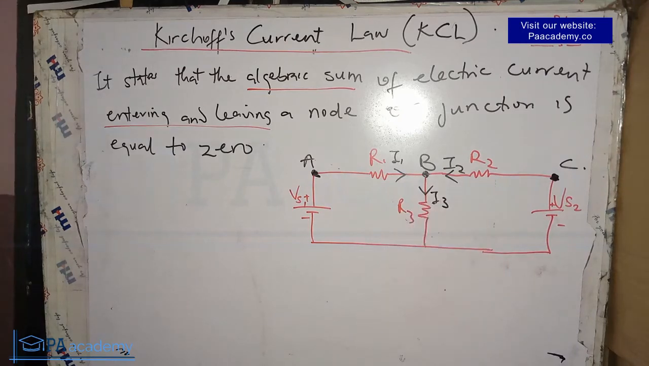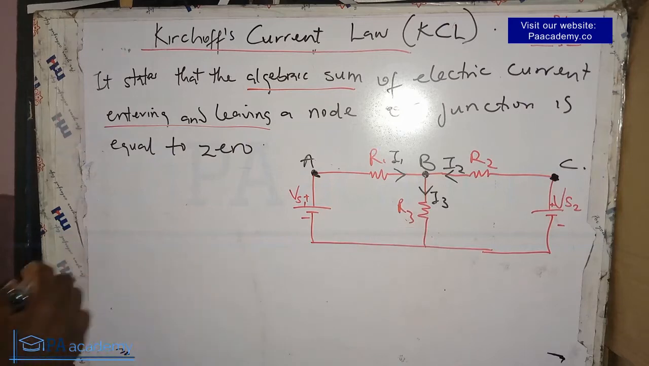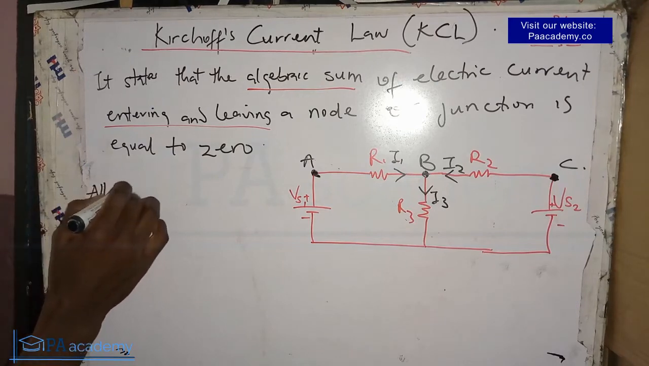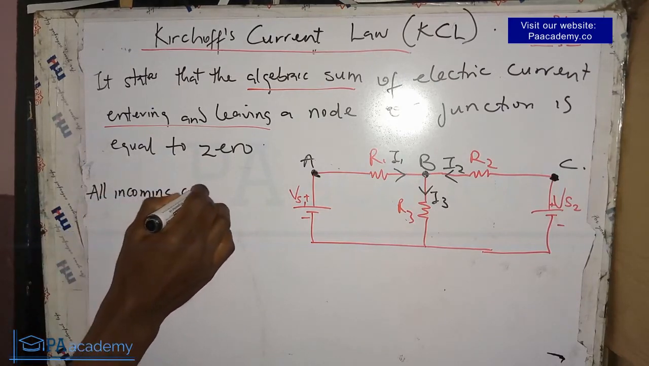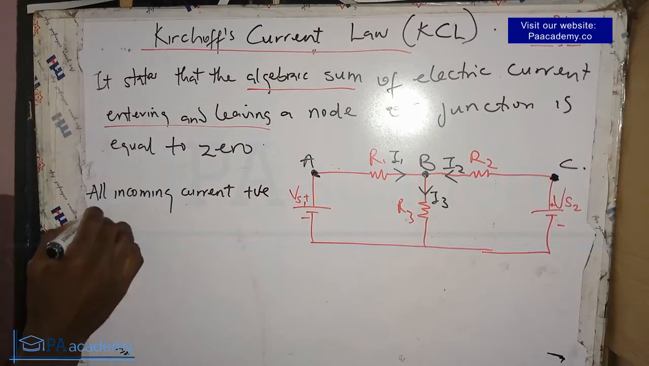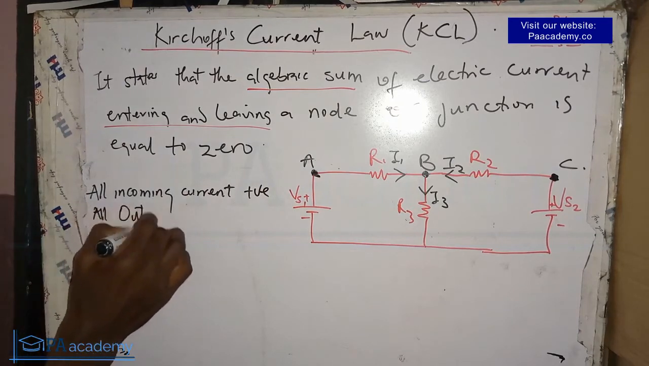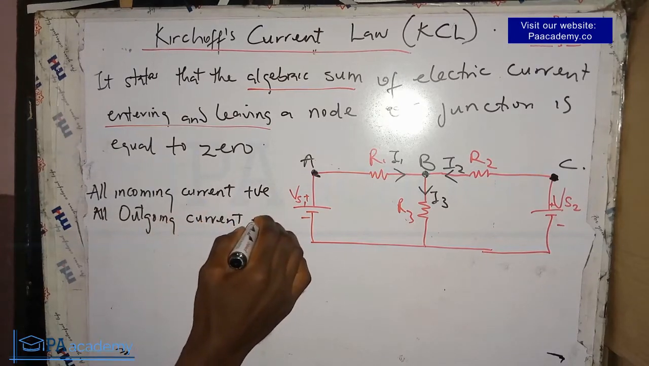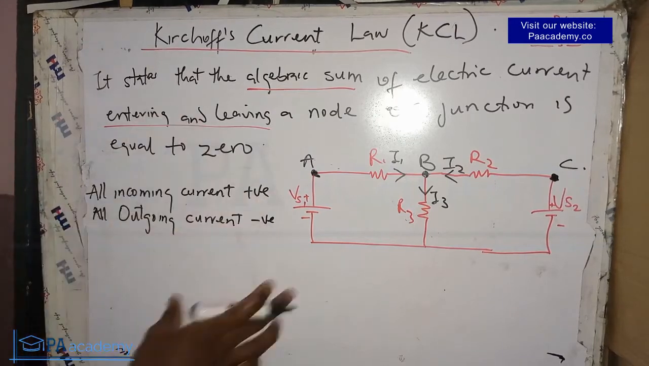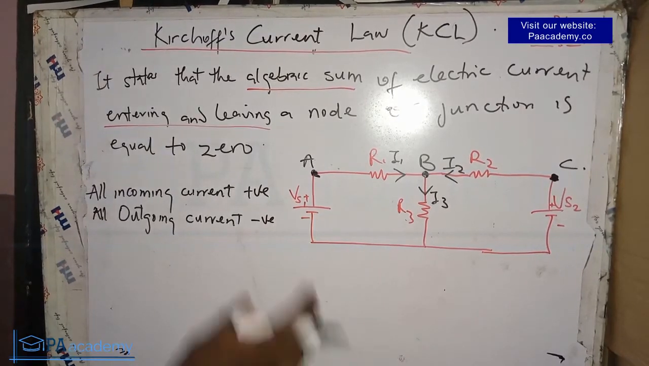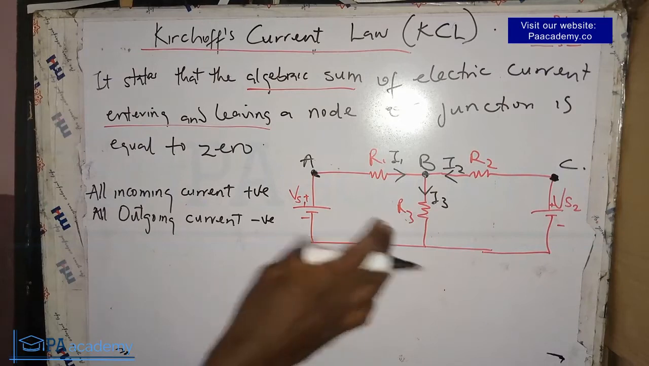Before we indicate this, there's something I want us to note. When you are dealing with Kirchhoff's current law and you have identified your node, it's important for you to know that all incoming currents are always positive. You take them to be positive, while all outgoing currents we take them to be negative. If you can note this too, it will help you when you are analyzing any circuit applying Kirchhoff's current law. So now with the knowledge of this, let's analyze node B.